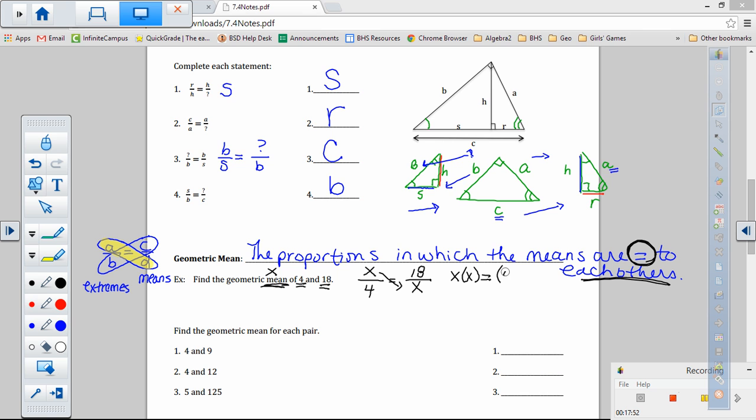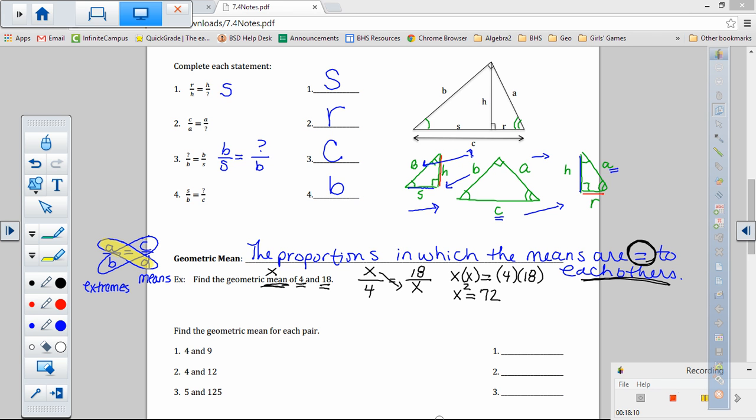equals 4 times 18. You need to be really careful with x times x. It is not 2 of them. You're not adding them. You're not doubling them. You're multiplying them times each other. That is x squared equals 4 times 18, which is 72.